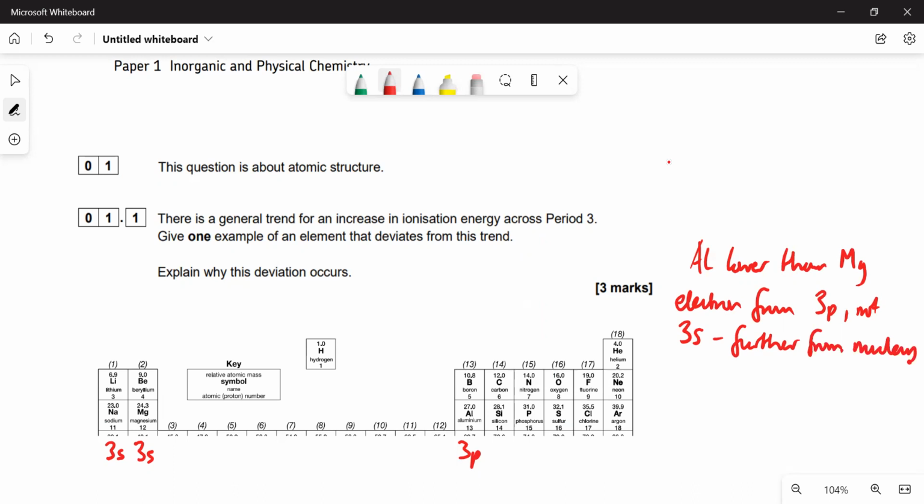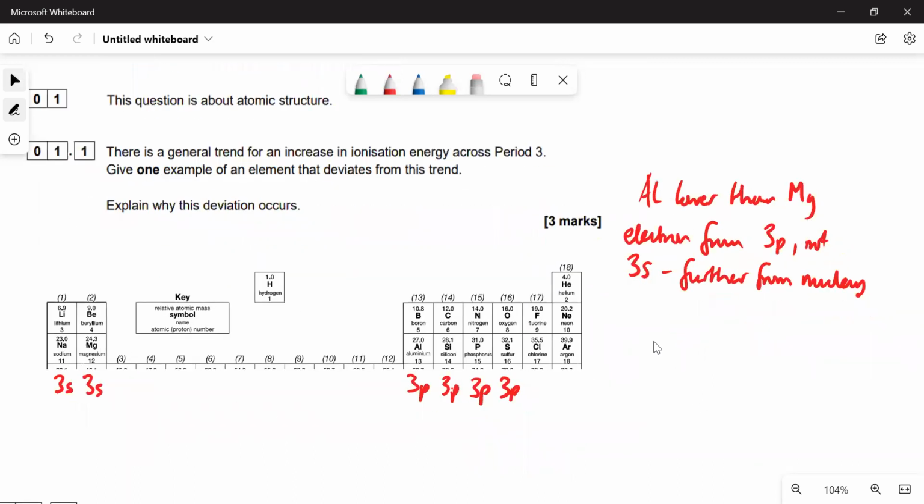Now, for silicon, the electron is coming from 3p, phosphorus 3p, and sulfur is from 3p. As you go from aluminium, silicon, phosphorus, you get an increase as the nuclear charge increases, and it's coming from the same shell. But of course, with sulfur, there's a slight drop because of the electron you're removing.